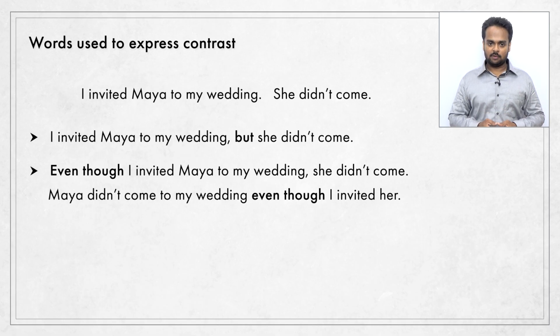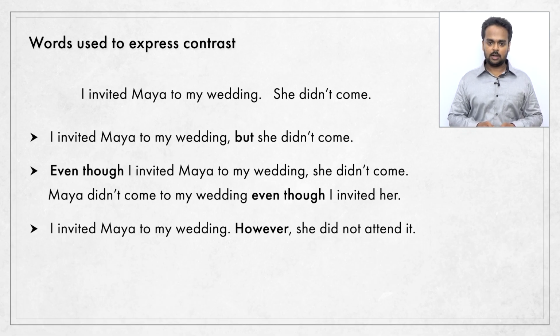Let's talk about however now. It has the same meaning as but. For example, I can say, I invited Maya to my wedding. However, she did not attend it. This sentence is similar to the previous examples, but notice that I've said did not instead of the short form didn't. Also, I've used the more formal word attend. That's because however is a formal word.